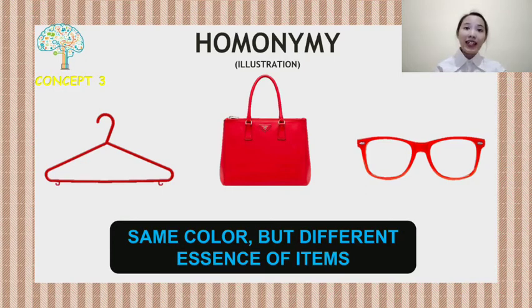The third concept is an illustration of homonymy. Now, as you can see, there are a red hanger, a red bag, and red glasses. The three of them have the same color, but they have different essences of items. One is a hanger, the other one is a bag, and the other one is glasses. So even though they have the same color, they are three different items. The same color here refers to the similarity of pronunciation and spelling in homonymy, and the different essence of items refers to the different meanings in homonymy.